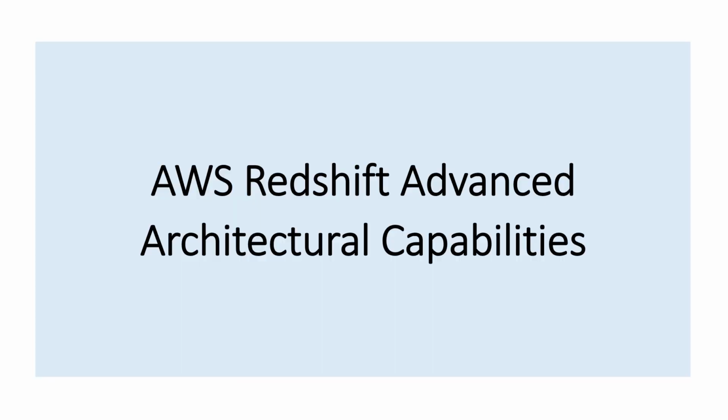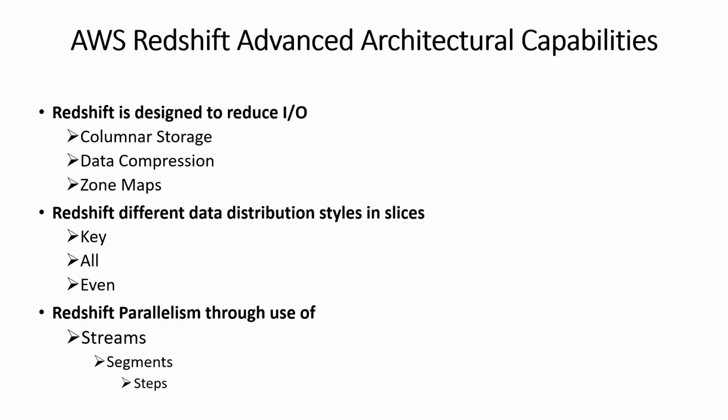In the next section, I will cover AWS Redshift advanced architectural capabilities. In this section, we will review how Redshift is reducing I/O through columnar storage, data compression, and zone maps. We also look at different distribution styles in slices, that are key, all, and even. Also, we look at the Redshift parallelism aspect, usage of streams, segments, and steps.